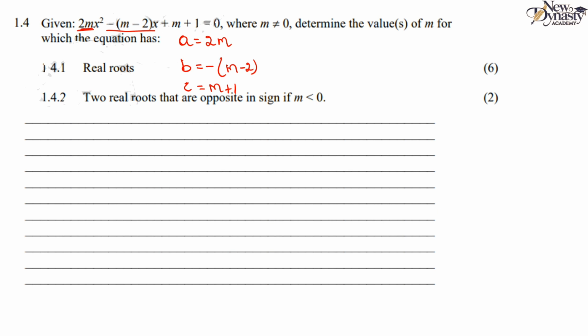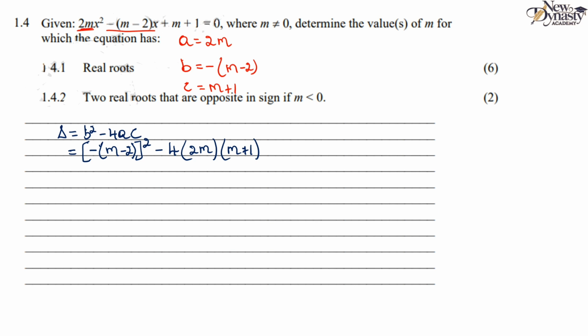Now using the discriminant, you all know the discriminant equation. The discriminant is equal to b squared minus 4ac. So we're going to go on and substitute the values of a, b, and c. This is b. b is negative (m minus 2), and this b has to be squared. Minus 4 times the a value, which is 2m, times the c value, which is m plus 1.